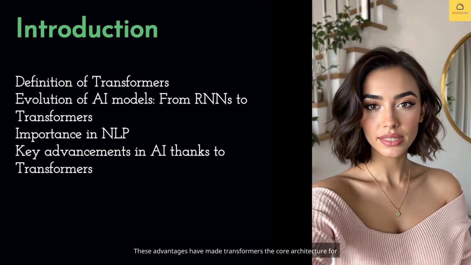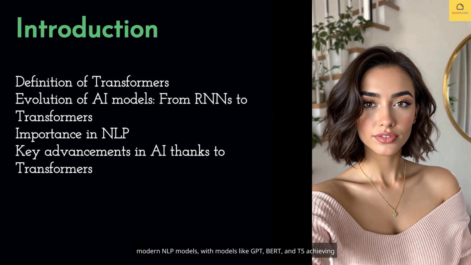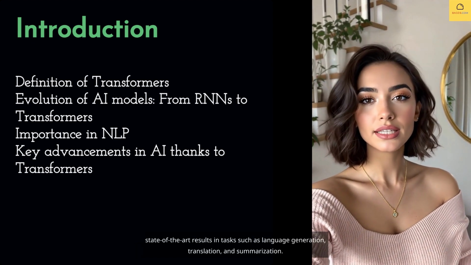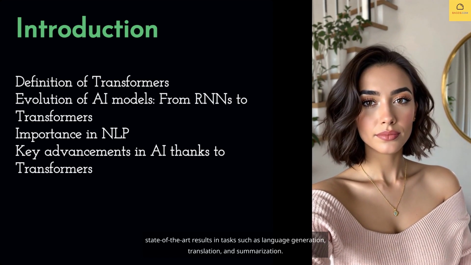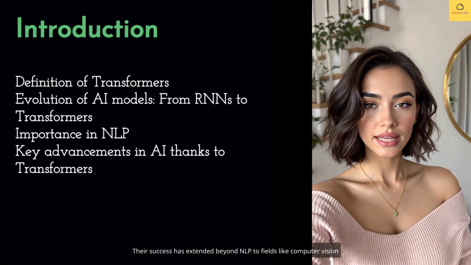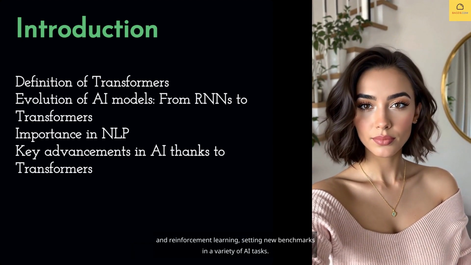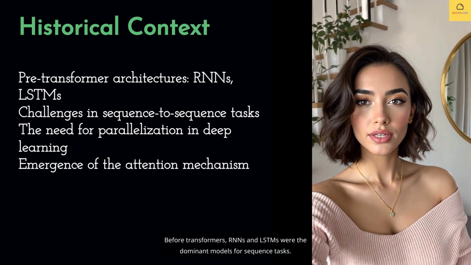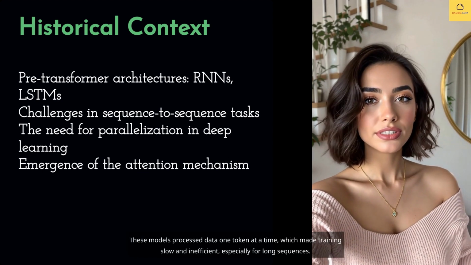These advantages have made transformers the core architecture for modern NLP models, with models like GPT, BERT, and T5 achieving state-of-the-art results in tasks such as language generation, translation, and summarization. Their success has extended beyond NLP to fields like computer vision and reinforcement learning, setting new benchmarks in a variety of AI tasks. Before transformers, RNNs and LSTMs were the dominant models for sequence tasks.